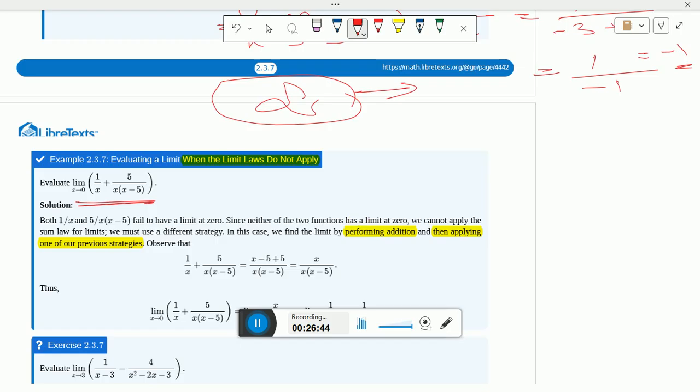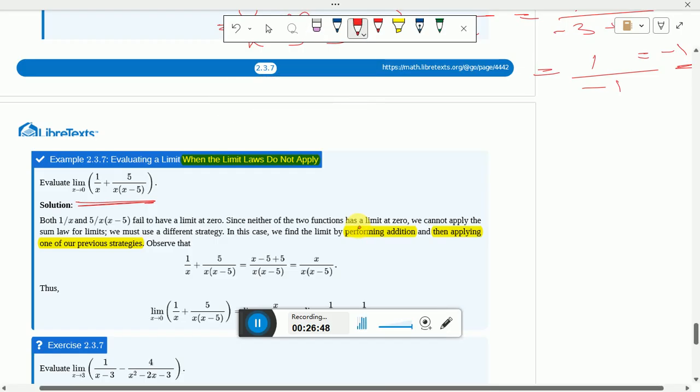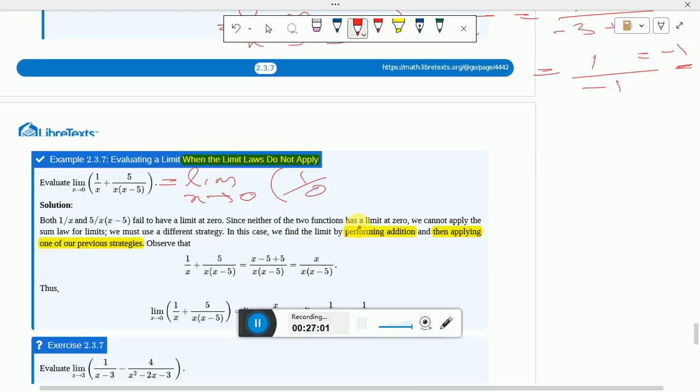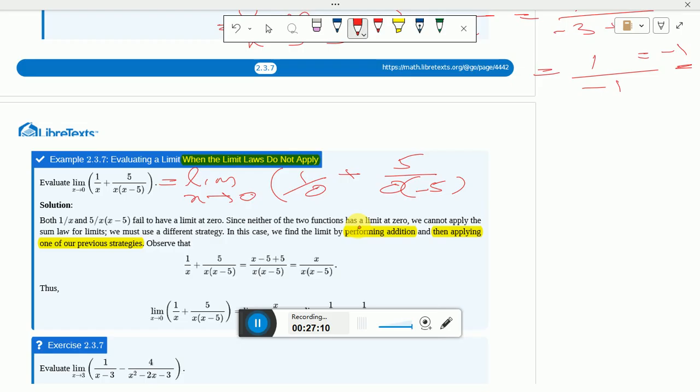So now just look here. I will explain this example. This is the next type. Let's say the limit as x approaches 0 of 1 over x plus 5 over x into x minus 5. If I directly apply limit x approaches 0, what will happen? 1 over 0 plus 5 over 0 into 0 minus 5. 0 minus 5 means minus 5.